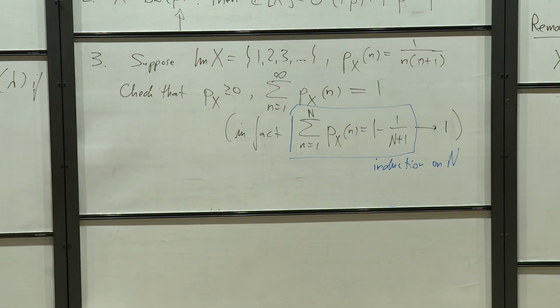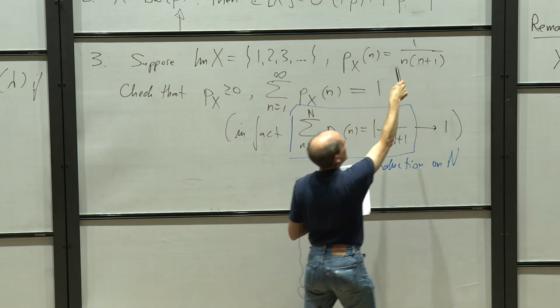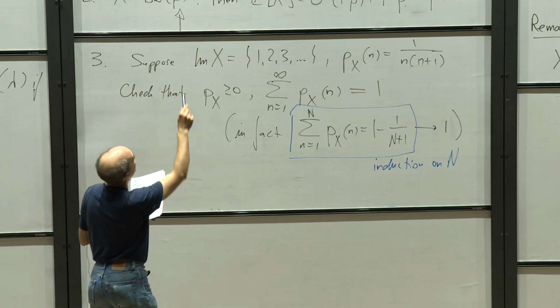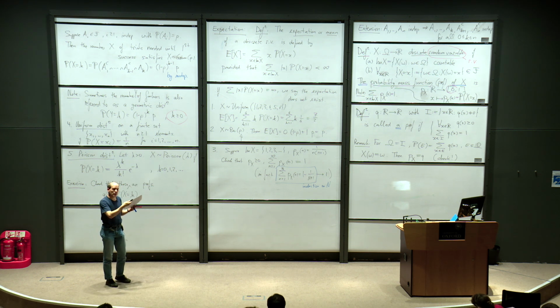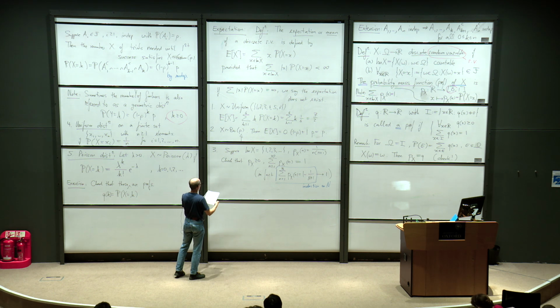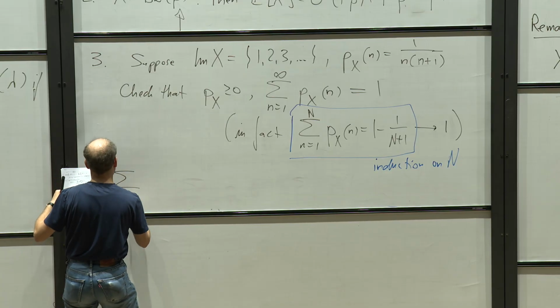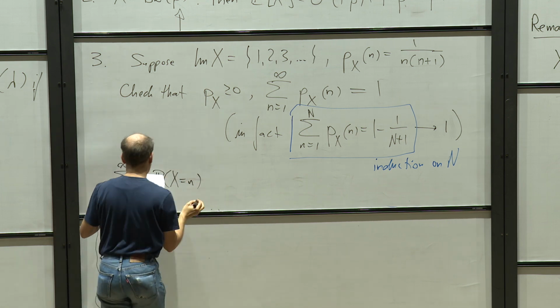OK, so what's interesting about this example? In this example, we have a summable series, because 1 on n squared is kind of giving you a finite sum. But as we multiply, as the definition of the expectation does, as we multiply by n, this series fails to be summable. So if we now look at the expectation of this random variable, then that means we look at the sum n from 1 up to infinity of n into the probability X equals n.